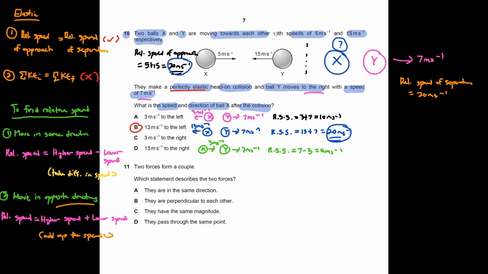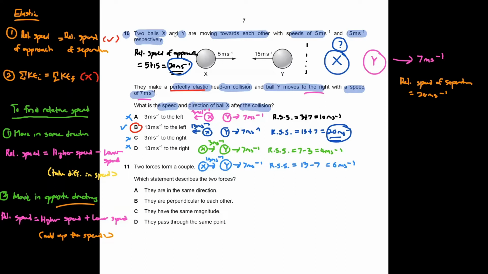And then after that, you evaluate again with some other answers here. This one, you have y moving 7 meters per second towards the right, x moving 13 meters per second towards the right. So again, they're both moving in the same direction. Take the difference in the speed. It will be 13 minus 7, giving you 6 meters per second. Okay, so none of these are actually the same as your relative speed of approach. So C and D are out. A is also out. Only B was giving you the same relative speed of approach. So the answer is B.